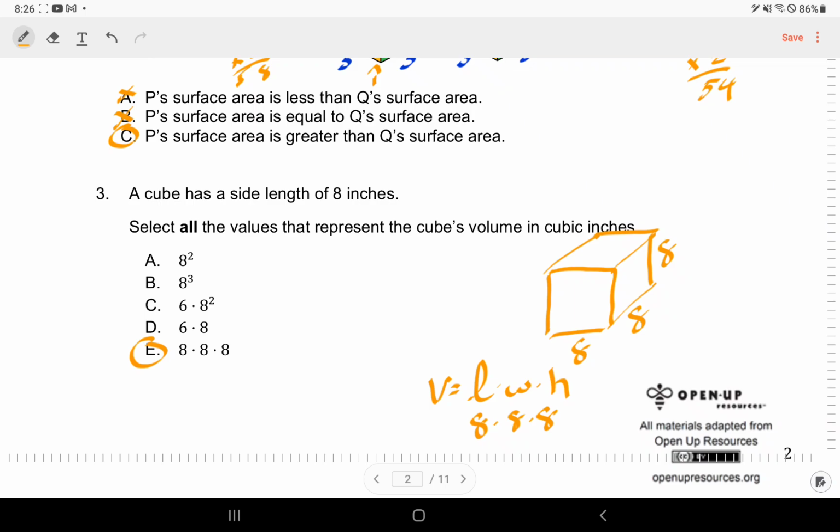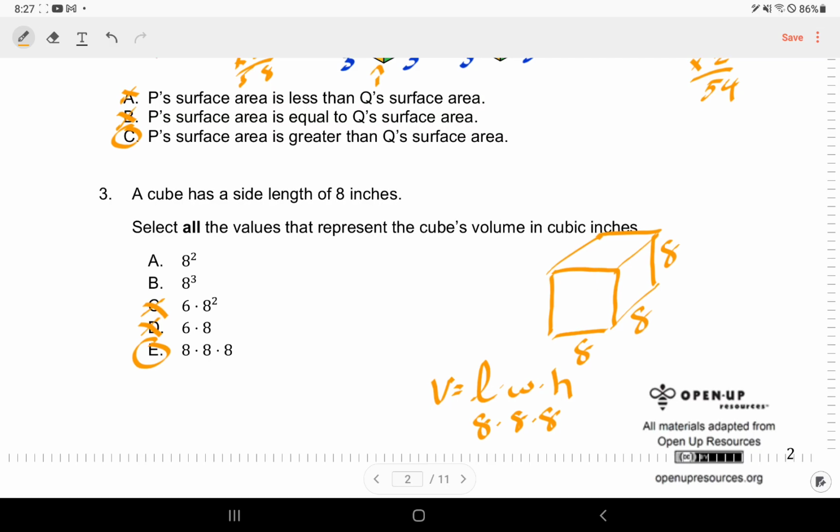Now, notice I didn't use any 6s here. So that has a 6, that has a 6. And so now this can be rewritten as 8 to the 3rd power because there's 3 8s. So that's B. And so those are my 2 answers. And so that's it. We're done.